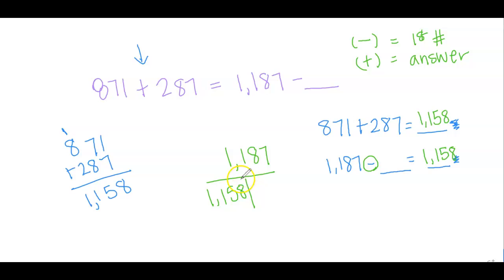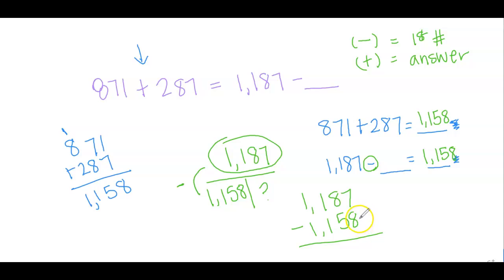In order to get the answer for this, we can't add these two together because we don't have two numbers. We need a number here. So we're going to have to do the opposite, which is subtract. How do you know which number to subtract from the top? Hopefully you said you always subtract from the whole. So 1,187, you're going to take away 1,158.